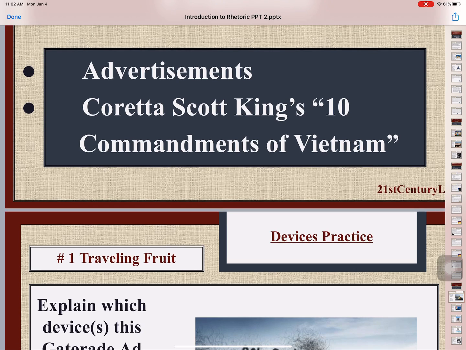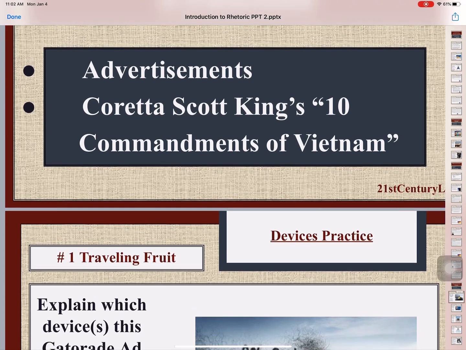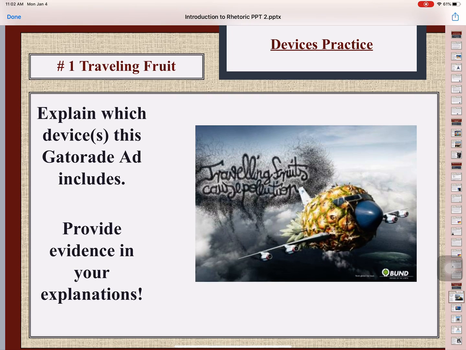Okay, so let's take a look at this. Traveling fruit. Here it is. Explain which device or vices this Gatorade ad includes. That's funny, I said vices. There's some vice in there, I think. Provide evidence in your explanation. So we've got a pineapple that looks like a jetliner that's spewing out smoke, and it says traveling fruits cause pollution. Woo!